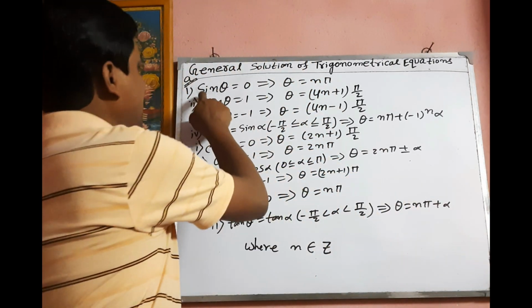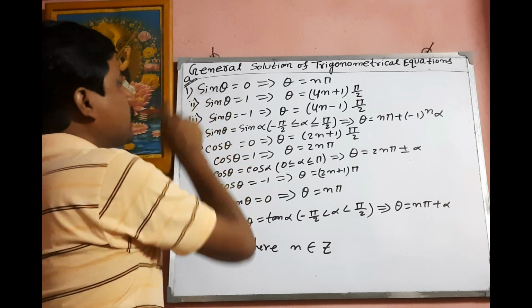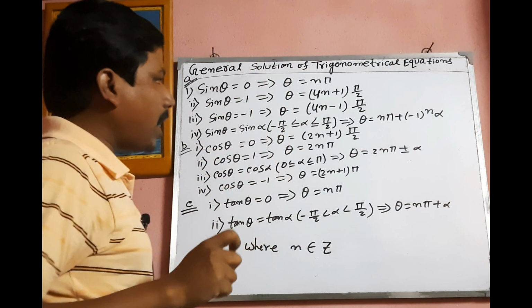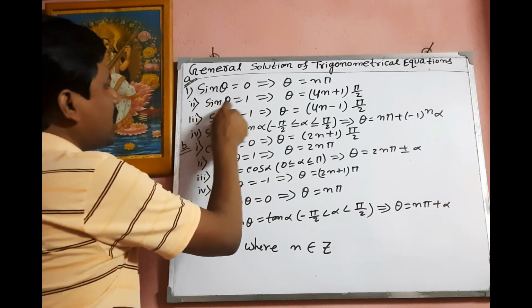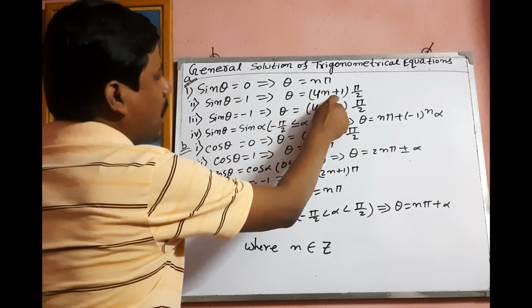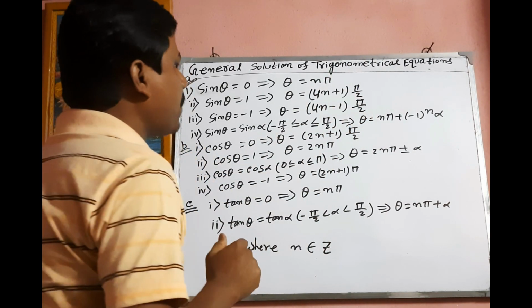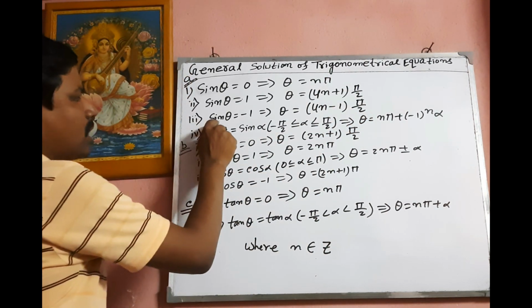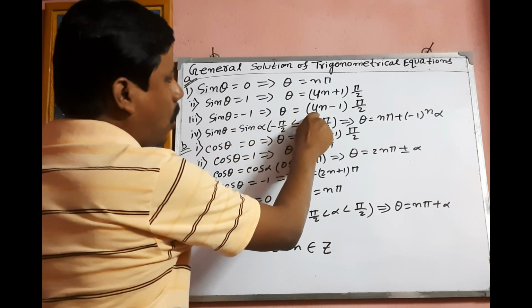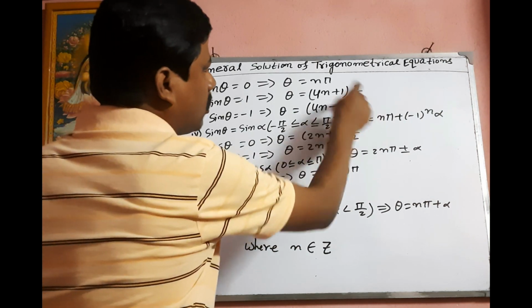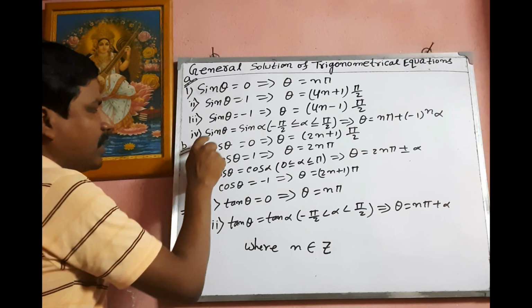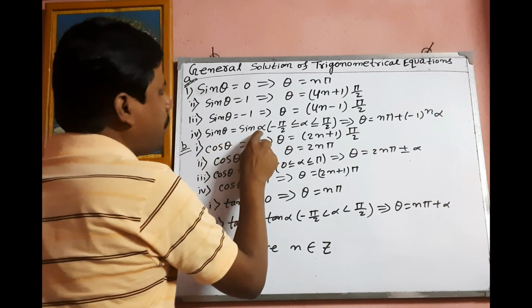Now first we are discussing the sin theta type formula. If sin theta is equal to 0, then theta is equal to n pi, and if sin theta is equal to 1, then theta is equal to (4n plus 1) multiplied with pi by 2. The third formula: sin theta is equal to minus 1, then theta is equal to (4n minus 1) multiplied with pi by 2.